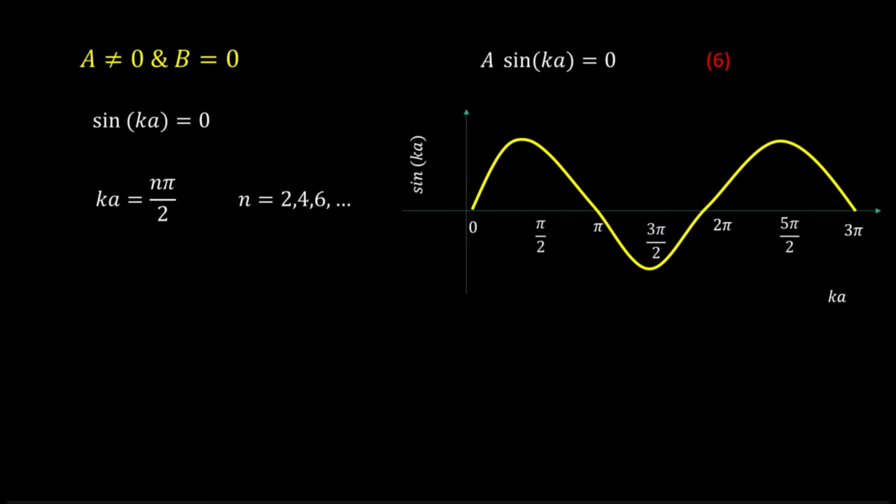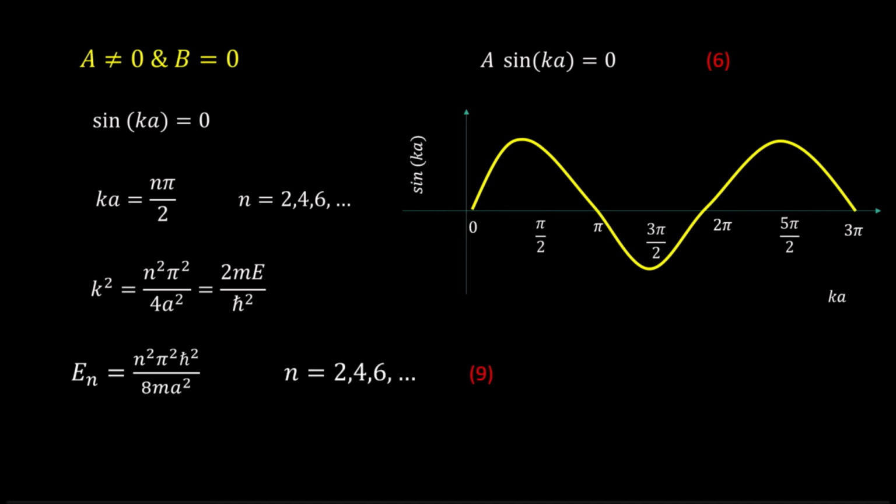Again, the expression for energy can be obtained from the expression for k squared equal to 2mE by h cross squared, and equating these two things we get the energy as n squared pi squared h cross squared by 8ma squared, exactly similar to what we have seen in the previous case. The only difference is that here we have even integers 2, 4, 6, etc.